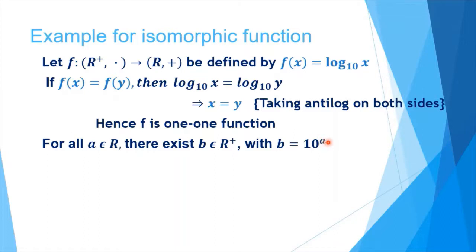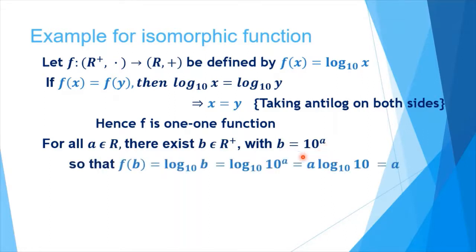So for any real number A, there will be a positive real number B, which is equal to 10 power A, such that f(B), as per the definition, we can rewrite as log B to the base 10, and B we have taken to be 10 power A. By the properties of logarithm, we will have this equal to A into log 10 to the base 10, which is nothing but A. So for every element in the codomain, that is the set of all real numbers, you have an element B in the set of all positive real numbers, which means the function is onto.